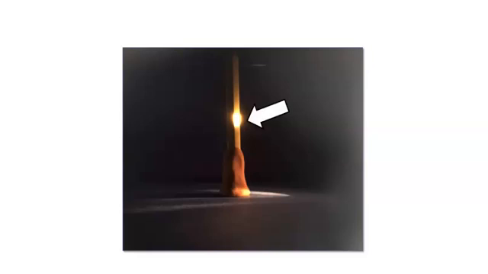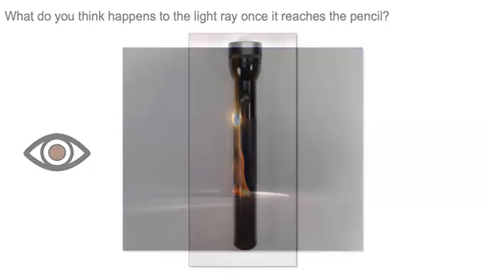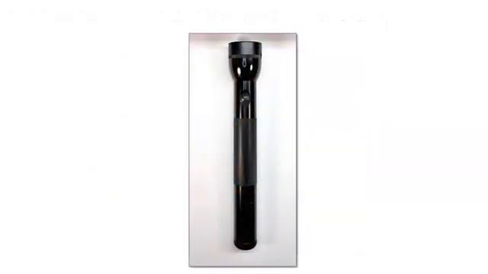Great observations. What do you think happens to the light ray once it reaches the pencil? Do you think the light ray just stops? Or maybe the light ray turns toward our eye. To collect more information, maybe we should observe light striking the surface of another object. Let's watch what happens when we shine this flashlight at a mirror.